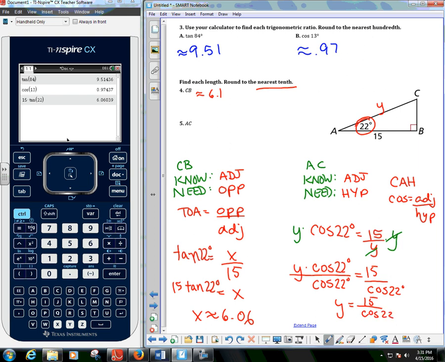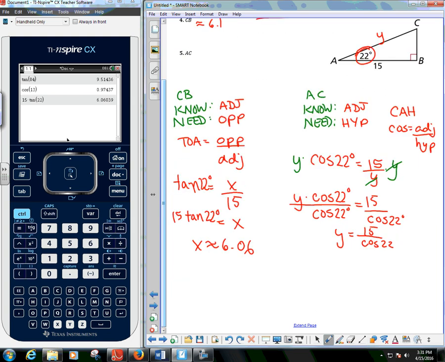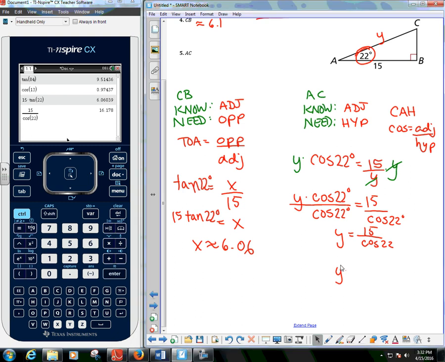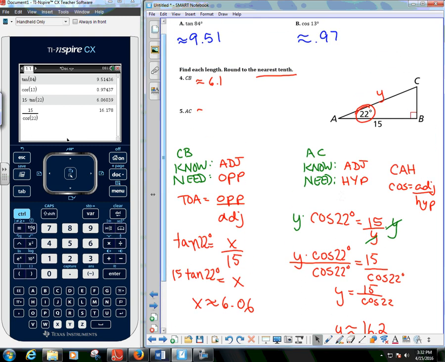At this point in time, we haven't done anything that's caused any rounding, so that's still an exact number. And now I'm going to go to my calculator, and I'm going to type in 15 divided by, trig button, toggle over to cosine, hit enter, and then 22. And that tells me 16.178. They want me to round to the nearest tenth, so y is approximately 16.2. So I'm going to come over here and say that AC is approximately 16.2.